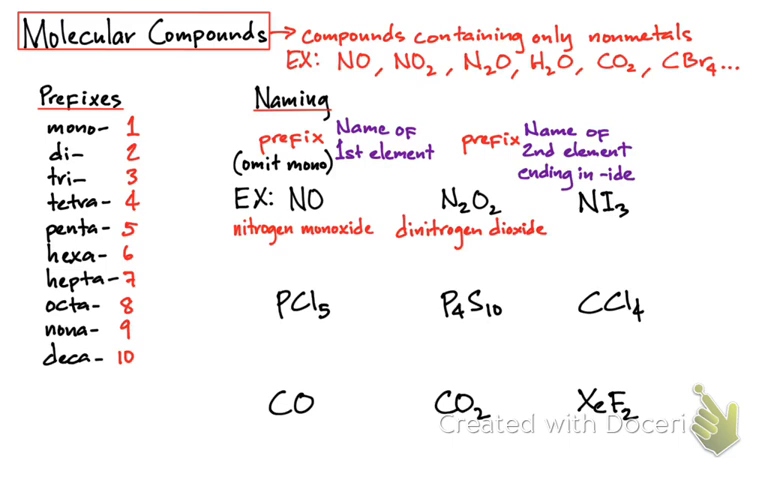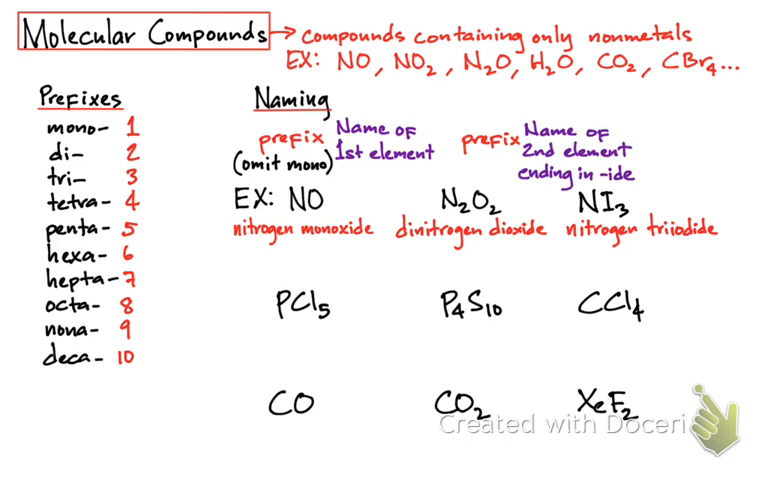All right, so if you'd like to try the rest all by yourself, you can go ahead and pause this video. All right, so the third one here, NI3, you have a single nitrogen and three atoms of iodine, right? And so you would name this nitrogen triiodide. PCl5, you have one phosphorus and five chlorine atoms.